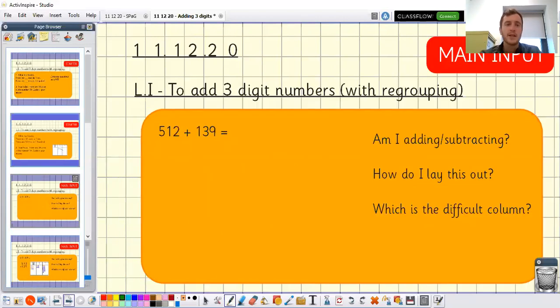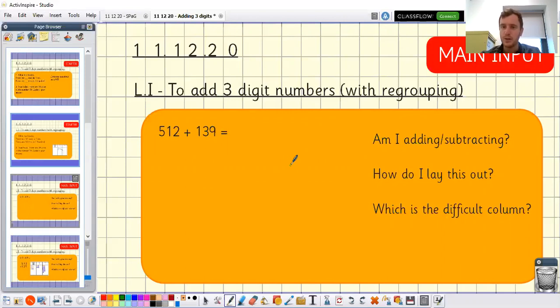Moving on, as I said, we're going to be adding 3-digit numbers, and we're going to focus on regrouping today because that's often the area that we find difficult. So we're going to work through some different questions together. There will always be some regrouping in each of them. And I want us to focus on a few questions for each one. So I know, and we all know, that we're going to be adding because it said so in our learning intention, but I want you to understand why we're adding.